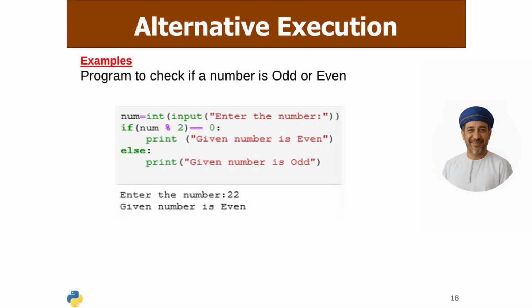To determine if a number is odd or even, use the modulus operator. If the number modulo 2 equals 0, it's even, otherwise it's odd. This simple check is fundamental in programming, allowing for efficient decision-making in various applications.